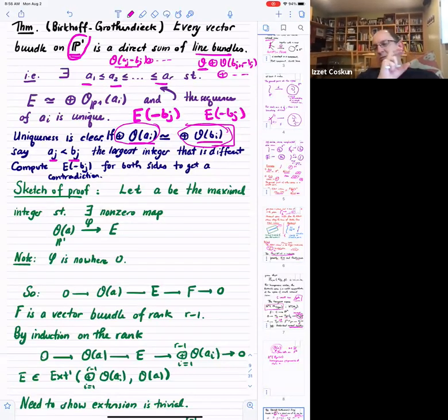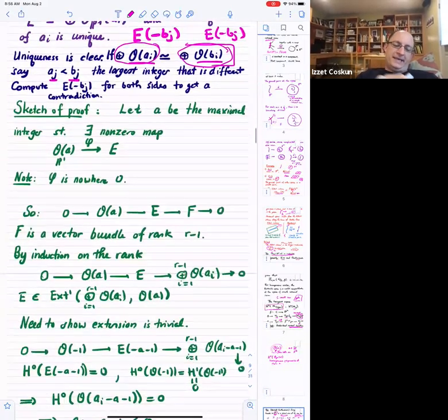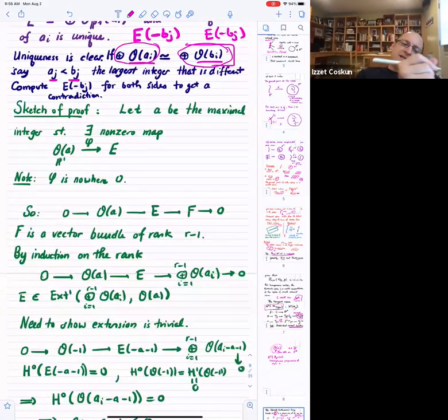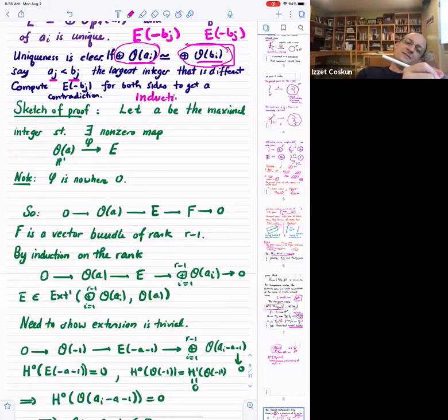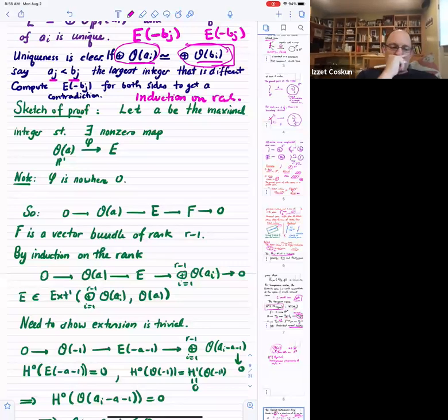The whole question is, why does such a decomposition exist? Why is this always a direct sum of line bundles? Let's sort of sketch the proof of this as well. You see, basically you do induction on the rank. Let's do induction on the rank. By the way, if you have any questions, you can interrupt at any time and ask. Induction on rank.